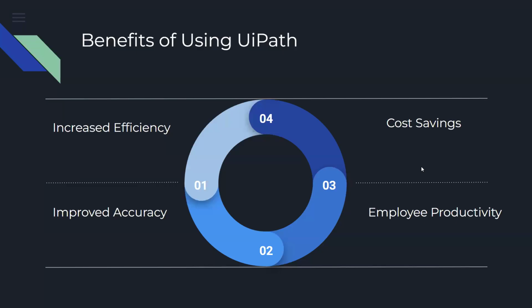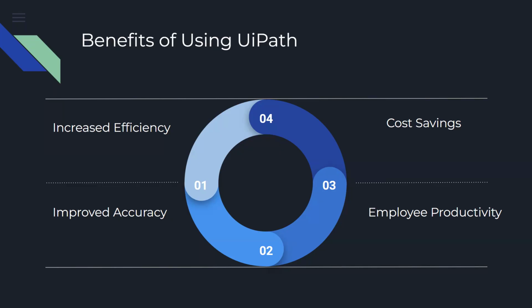Last but not least, I'm going to share with you the benefits of using UiPath. If you use UiPath as a robotic process automation tool in your industry or during your work, first it will increase your efficiency, and next it will improve your accuracy. How does accuracy improve? Because there is no human touch, there will be fewer errors in the work you have done. And next is cost saving.